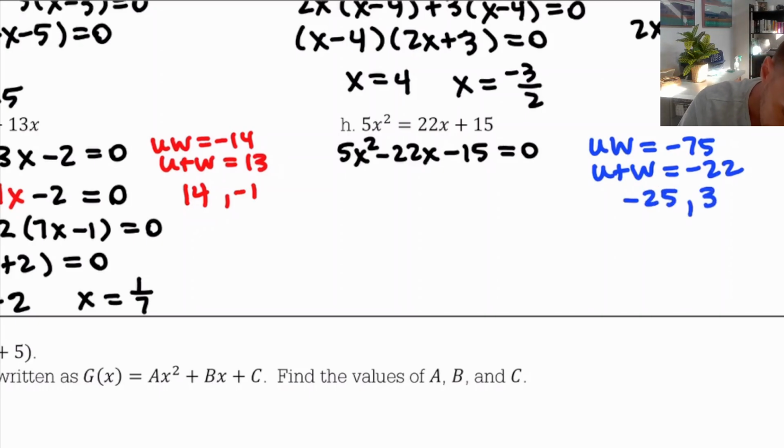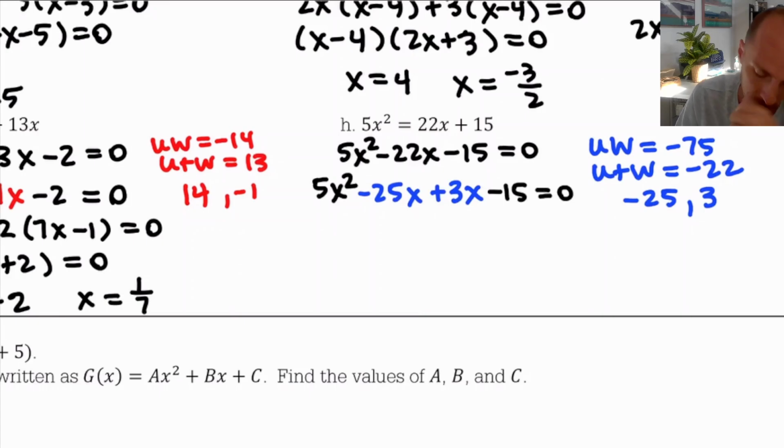Okay. And then I'm going to split up that negative 22 into the negative 25 and the positive 3, still subtracting the 15, and that's going to equal 0. With 5x squared minus 25x, what's common to those? The 5 and the x. I'm left with an x to get 5x squared and a negative 5 to get to negative 25x.